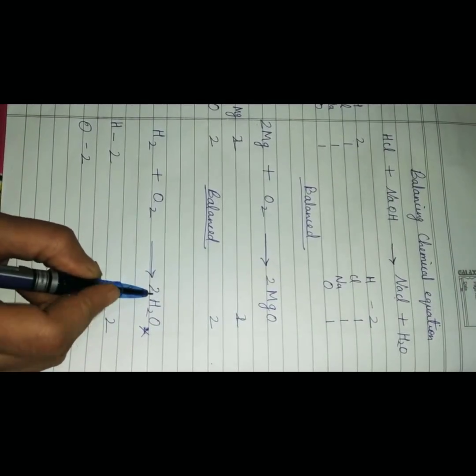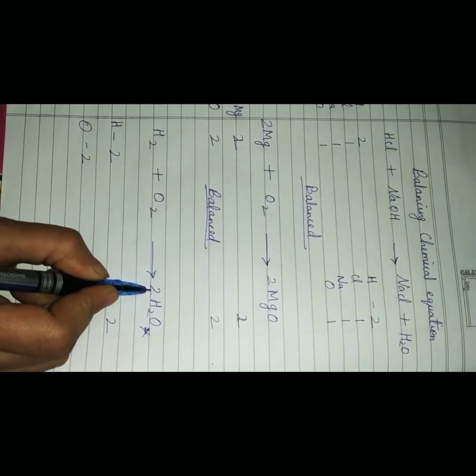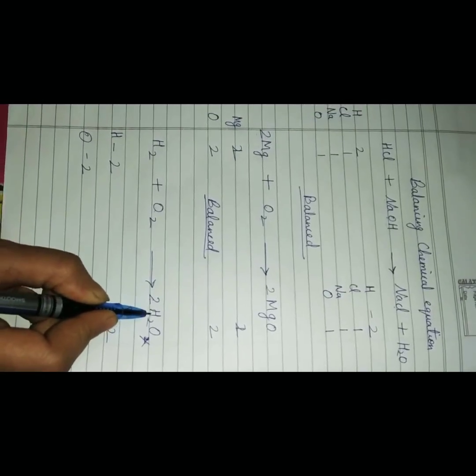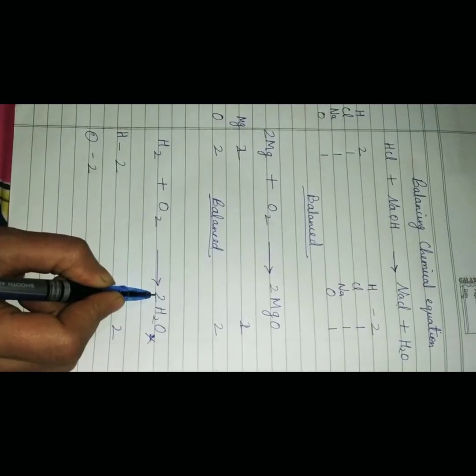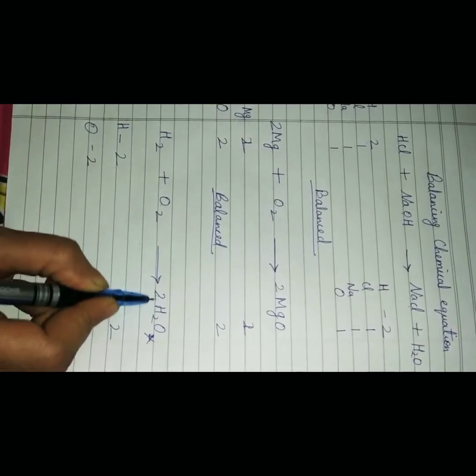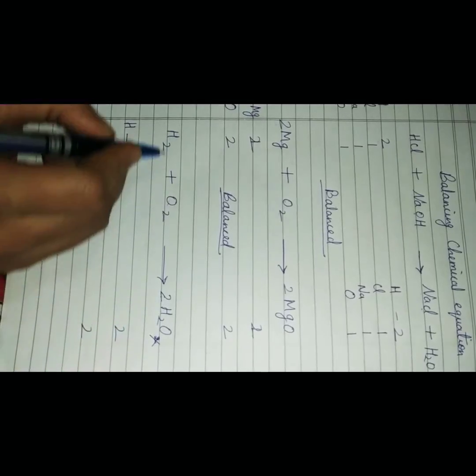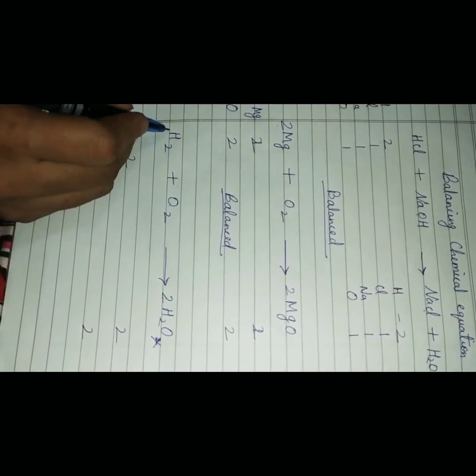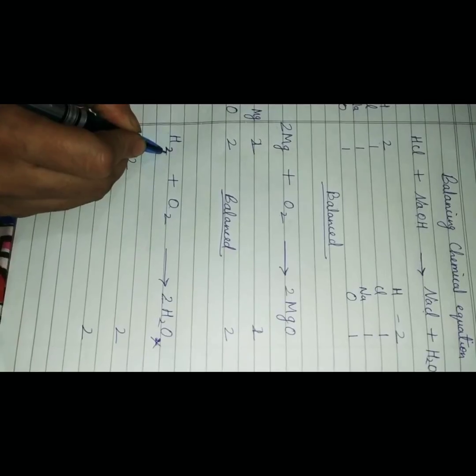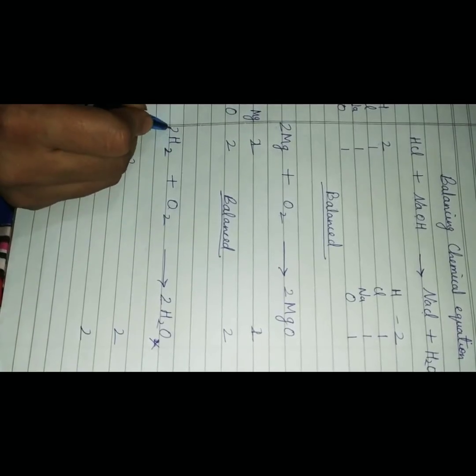We have to multiply the number given at the base of hydrogen with the number given in front of the hydrogen. So 2 into 2 will become 4. So now 4 hydrogen are here on the right side. So 4 hydrogen should be on the left side also. So here we can see only 2 hydrogen are here. We will write 2 here.